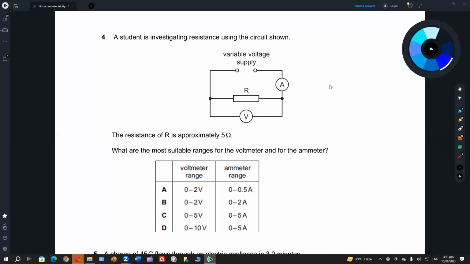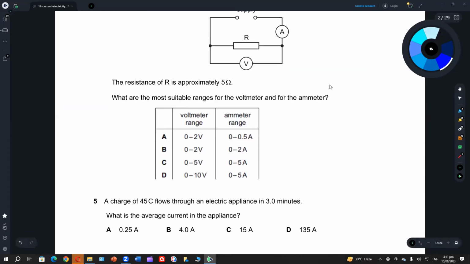A student is investigating resistance using the circuit shown. The resistance of R is approximately 5 ohm. What are the most suitable ranges for the voltmeter and the ammeter? Remember the formula for resistance. This is voltage. This is current. Resistance is V upon I.